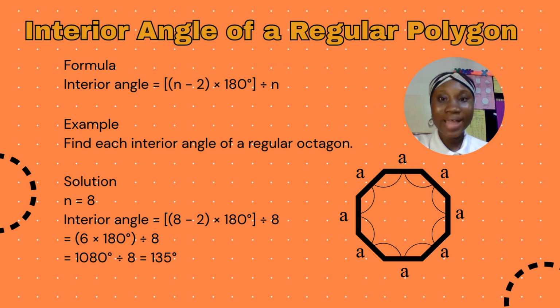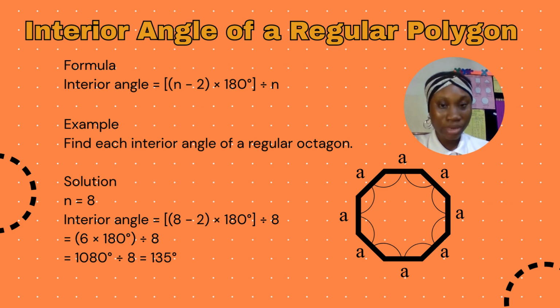Now let's move on to finding the interior angles of a regular polygon. Now the formula is going to be your n minus 2. Remember that n is the number of sides. When we're trying to find interior angles, our formula was what? Number of sides minus 2 multiplied by 180 degrees.